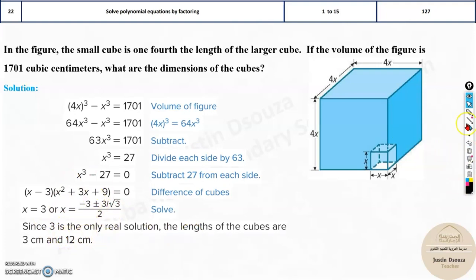And now, a very important thing. This is 3. What is the dimension of the big one? 3 times 4, it'll be 12 over here. So the dimensions of both the cubes: the small one is 3, the big one is 12. You need to find the x value and then substitute and solve. So that is how we do it.